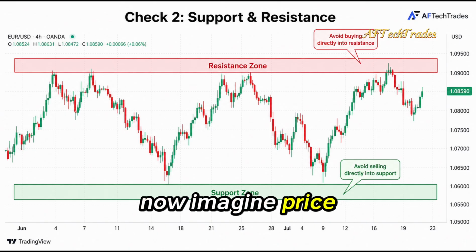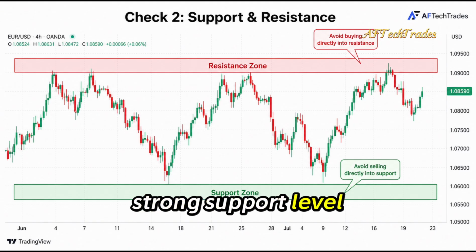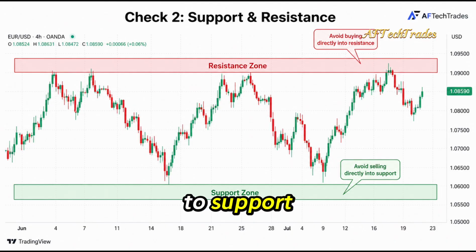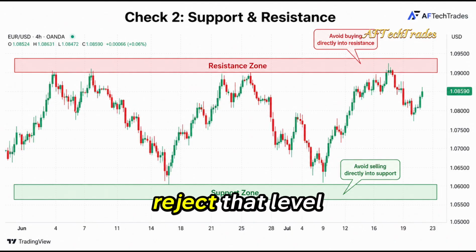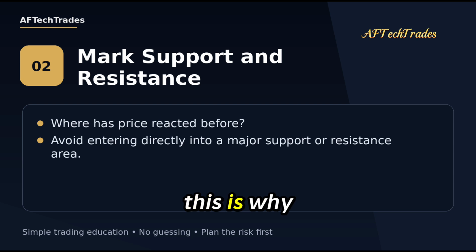Now imagine price is falling and you want to sell. But directly below your entry, there is a strong support level where price has bounced before. You may be selling too close to support, and price may reject that level. A good trade needs space to move. This is why support and resistance are so important.